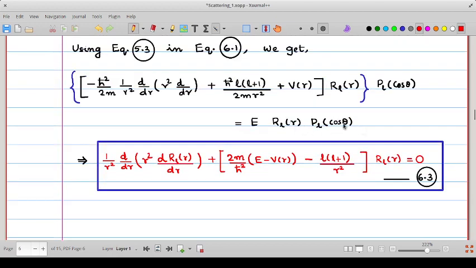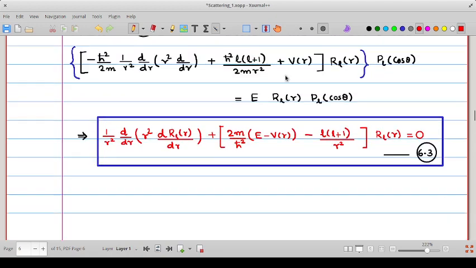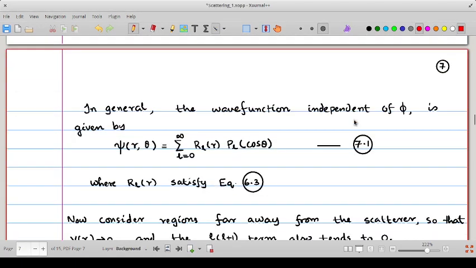So this is one solution which is independent of φ, of course, and corresponds to a particular value of l. And the most general solution which is independent of φ will be an arbitrary linear combination of solutions of this type, and can be written as the sum over l running from 0 to infinity of R_l(r) times P_l(cos θ).